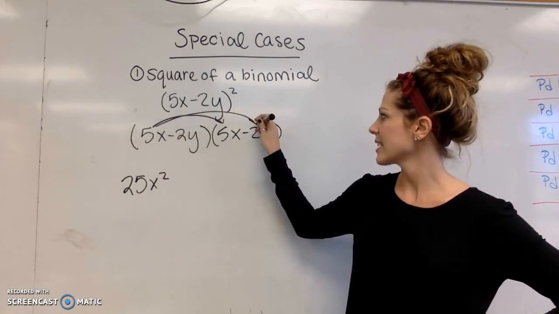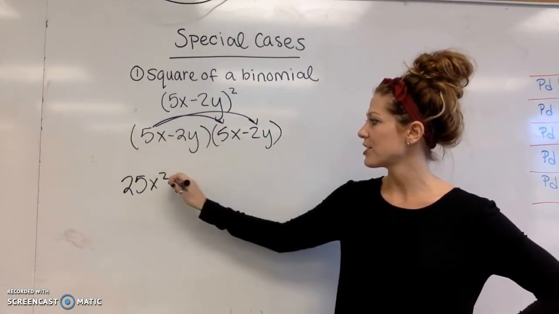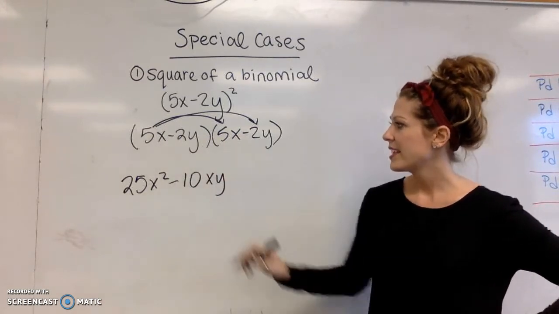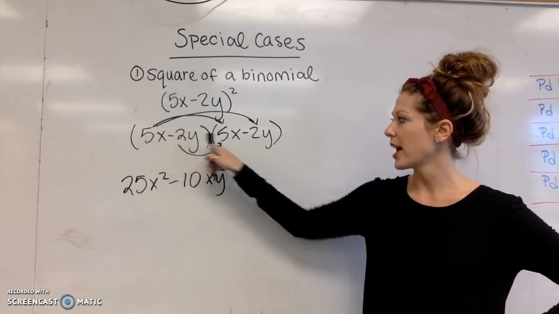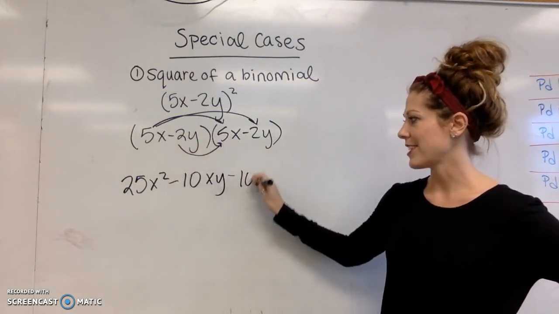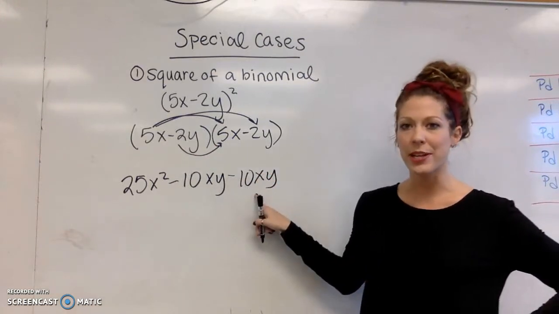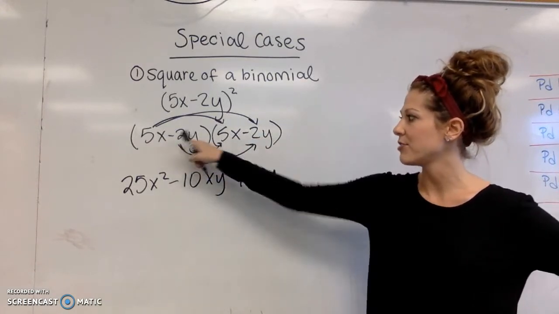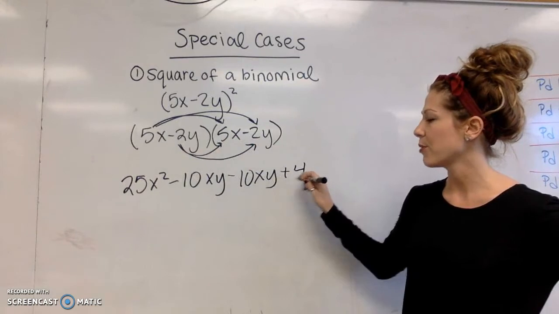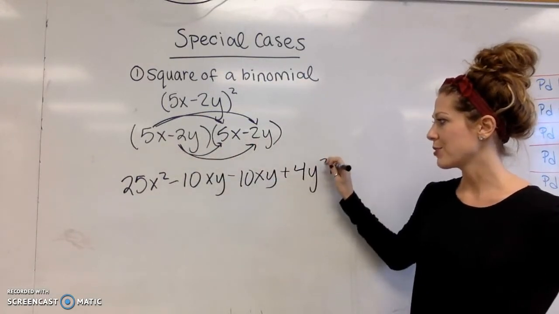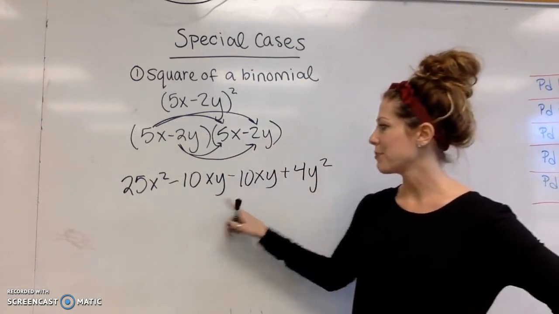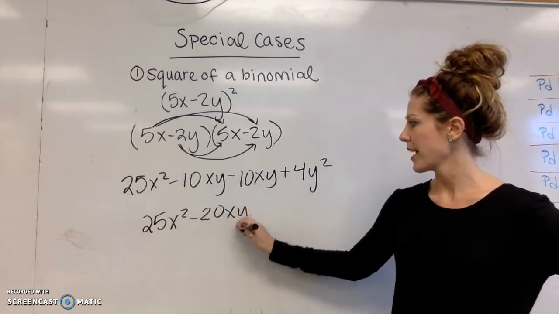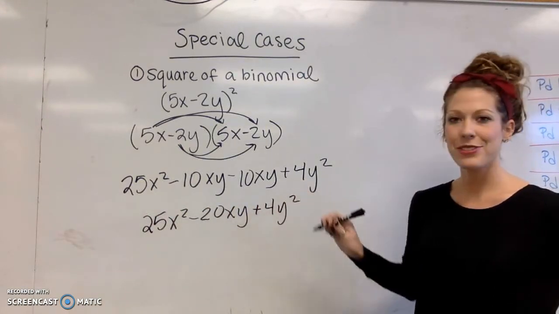Then 5x times negative 2y, multiply your coefficients first, negative 10, and then you have an x and a y. Then on the inside, negative 2y times 5x is negative 10xy. Just like I said before, our middle terms are going to be exactly the same. Then we multiply negative 2y times negative 2y, so negative 2 times negative 2 is positive 4, and y times y is y squared. Lastly, we combine our two middle terms. So our answer is 25x squared minus 20xy plus 4y squared.